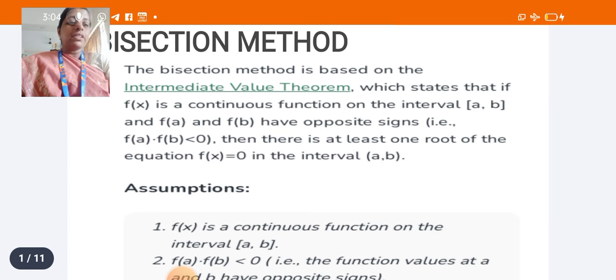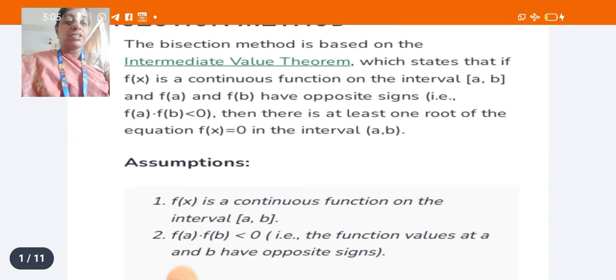The bisection method is based on the intermediate value theorem, which states that if f(x) is a continuous function on the interval [a, b], that interval should be a closed interval, meaning both the endpoints are included, and f(a) and f(b) have opposite signs, that is f(a) times f(b) is less than 0, then there is at least one root of the equation f(x) in the interval [a, b]. Now we will see the assumption of this bisection method.